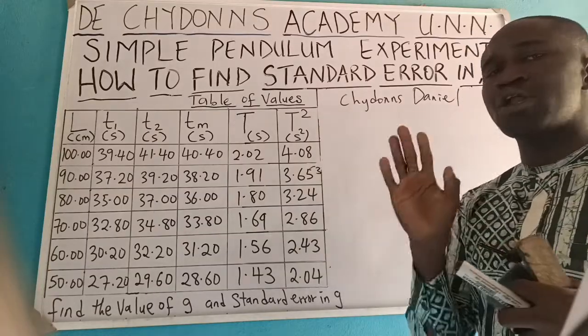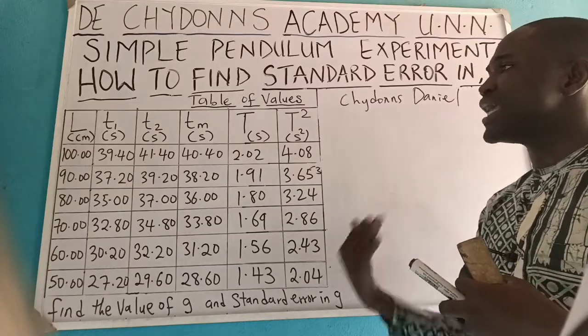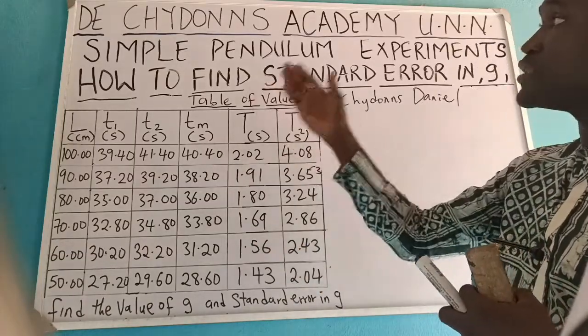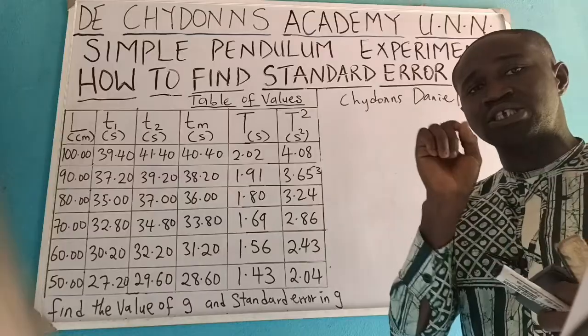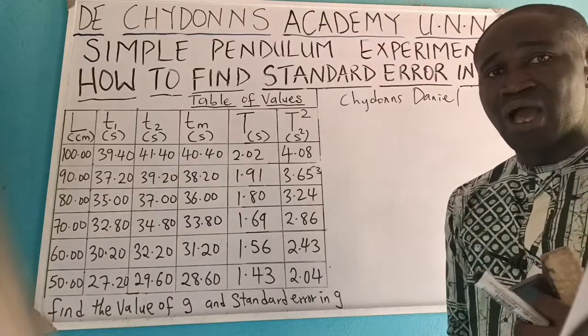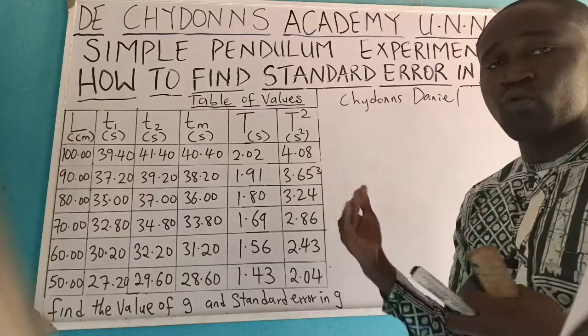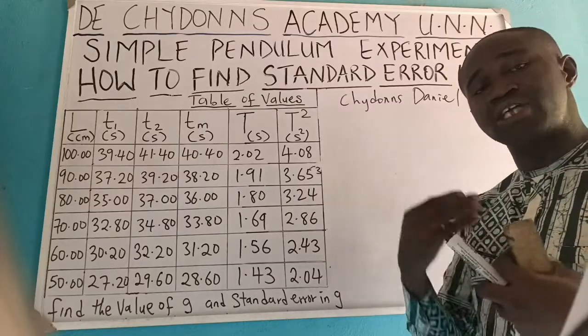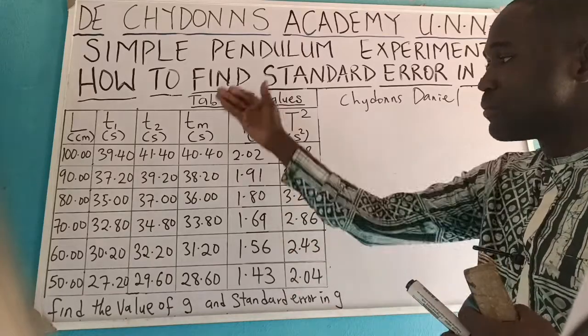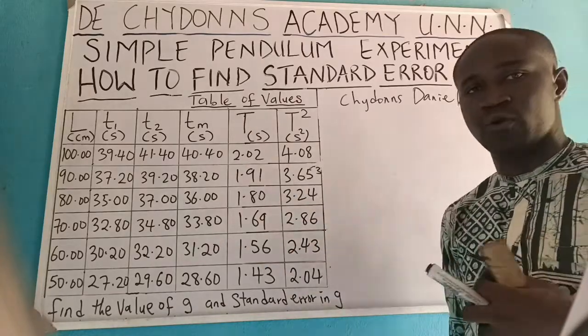So I showed on that channel how to get our table of values if you are asked to perform the simple pendulum experiment without touching apparatus. Maybe time is running against you and you need to round off what you are doing as fast as possible. I showed how to get your table of values. These tables we got from that video.